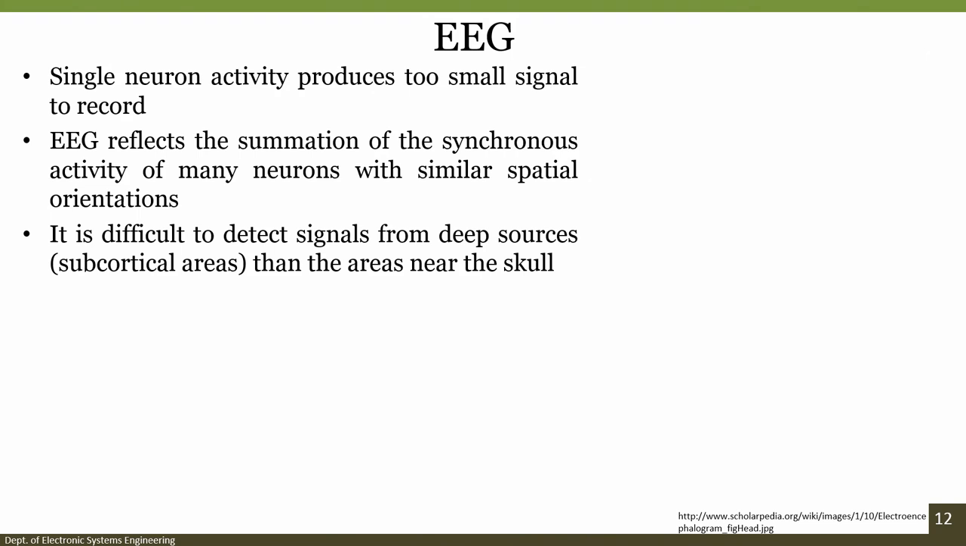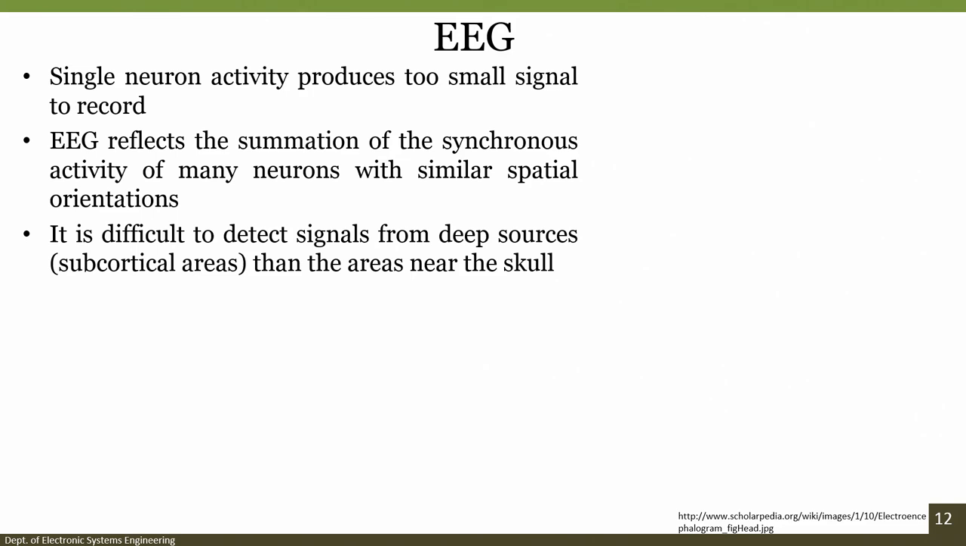That is what is written over here. When we talk about EEG, single neuron activity produces too small a signal to record. EEG reflects the summation of synchronous activity of many neurons with similar spatial orientations. It is difficult to detect signals from deep sources, for example subcortical areas, as opposed to the areas near the skull. For determining the deep sources, we have to rely on microneedles, we have to rely on ECoG, and that is a different topic. We will not talk about that in this particular module.